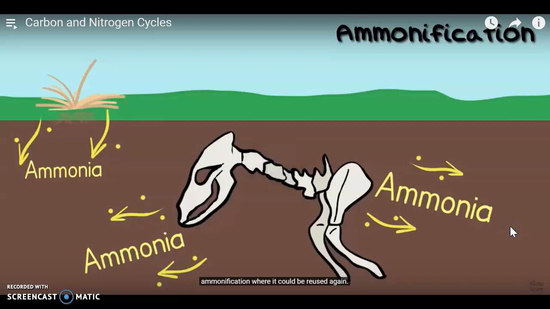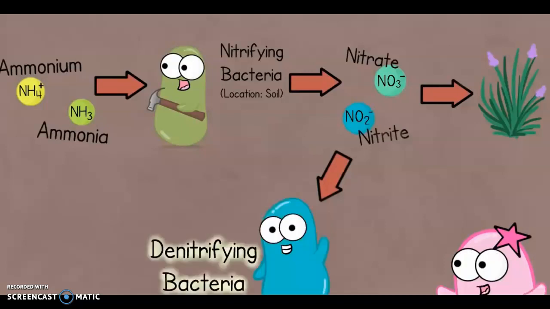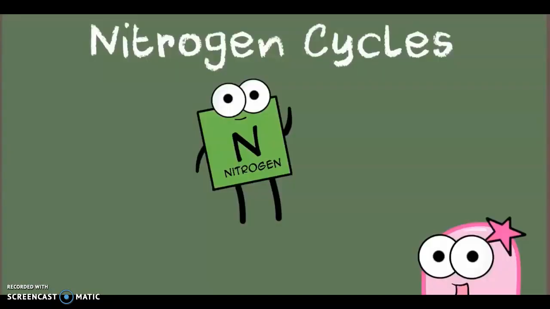And reused again. But not all the nitrates and the nitrites get assimilated by plants. No, there are other types of bacteria in the soil too. Drum roll. Denitrifying bacteria. And denitrifying bacteria in the soil can convert the nitrates and the nitrites back into atmospheric nitrogen gas.